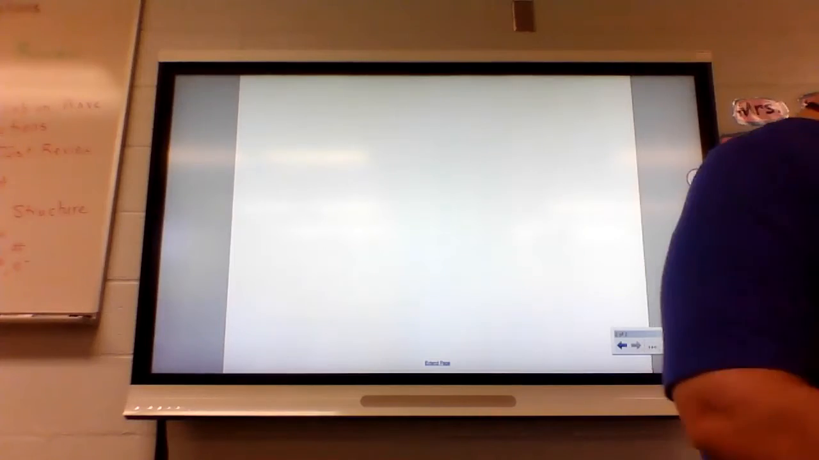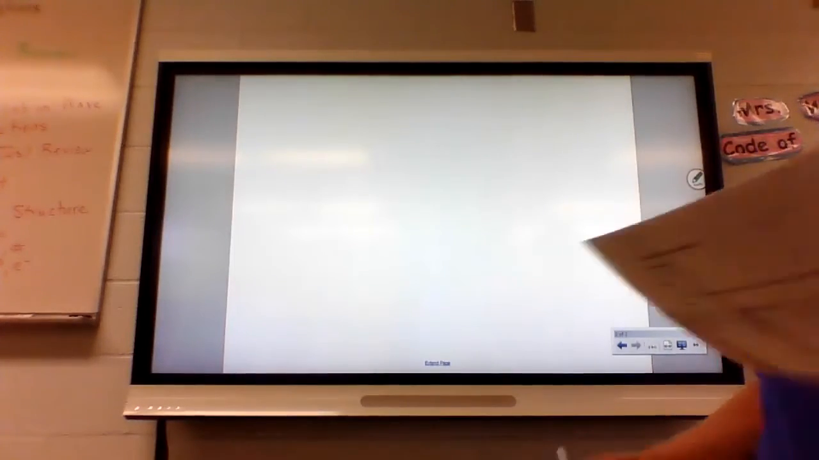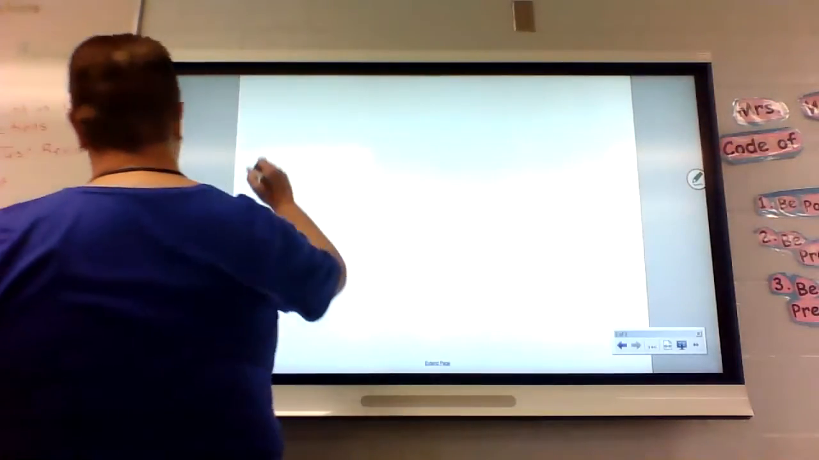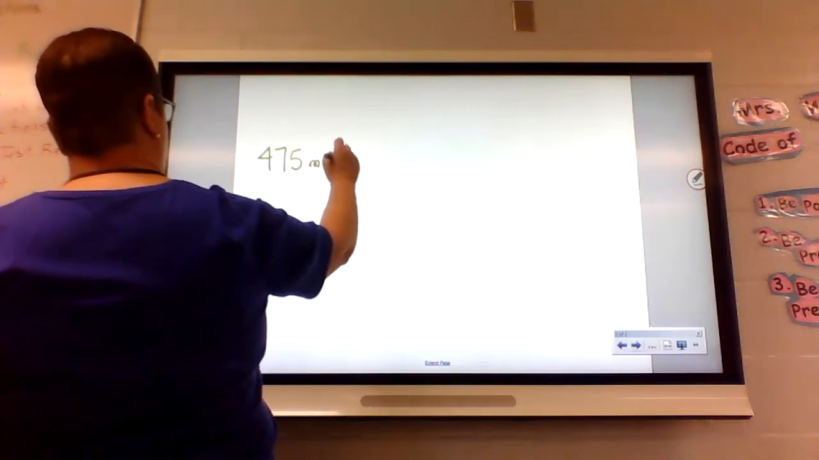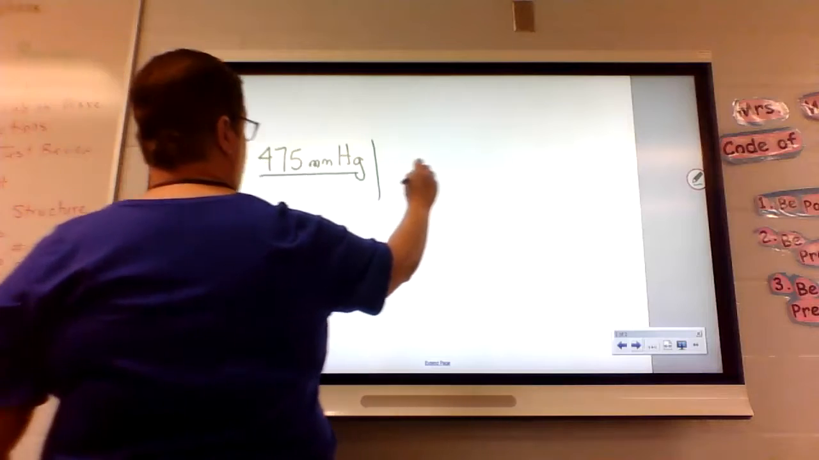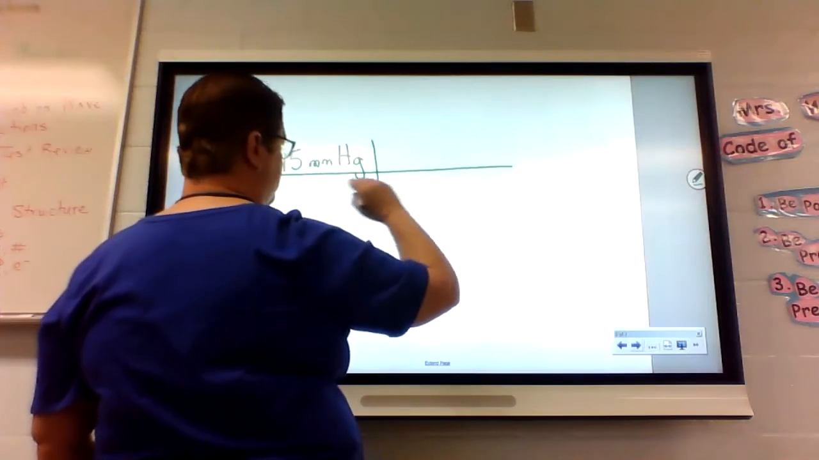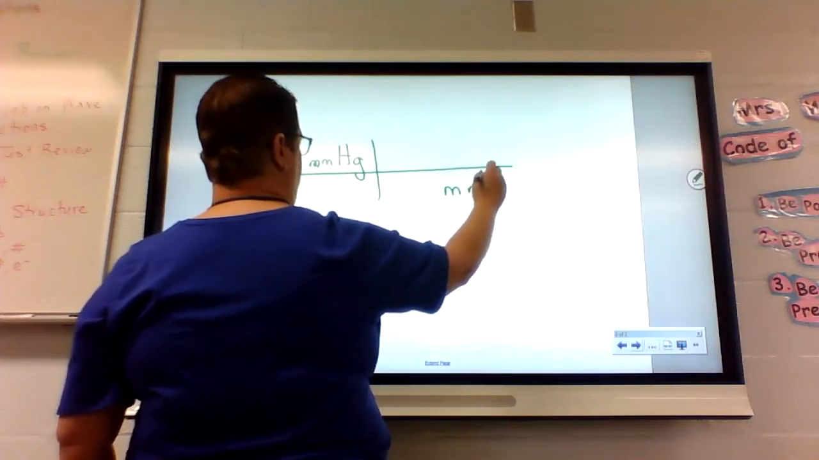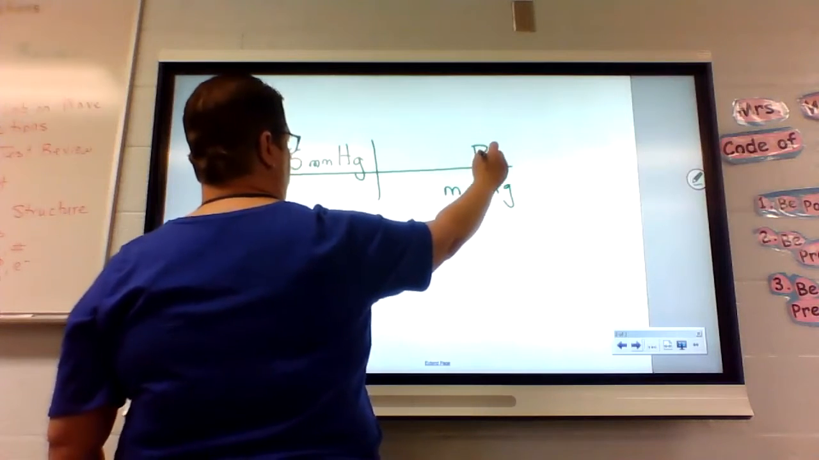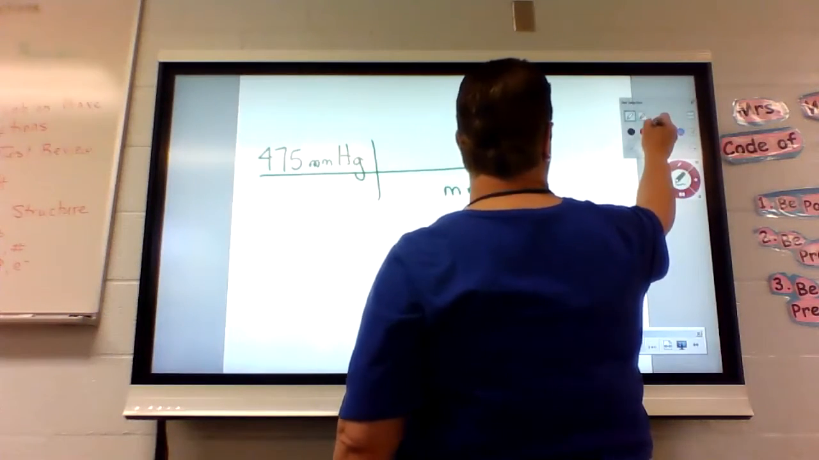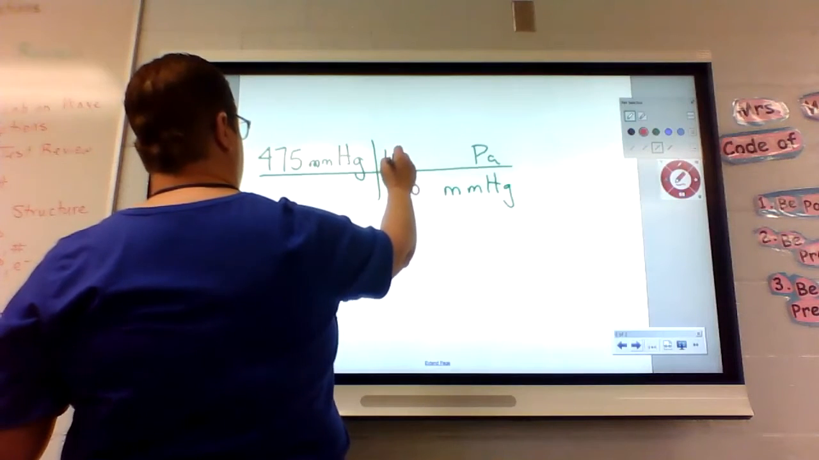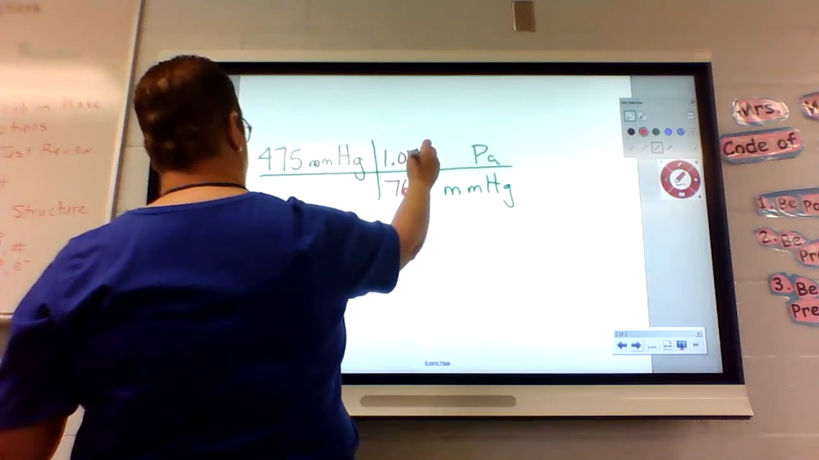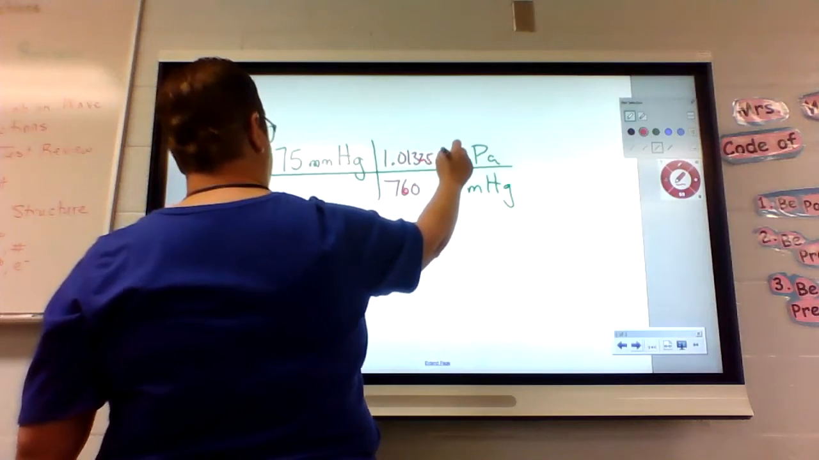All right. Number 7. I got regular numbers for Pascal. 475 millimeters of mercury. We're going to pascals. What goes on the bottom? 760. Millimeters of mercury. Pascals on the top. What number goes beside millimeters of mercury? What goes beside pascals? 1.01325 times 10 to the 5th.